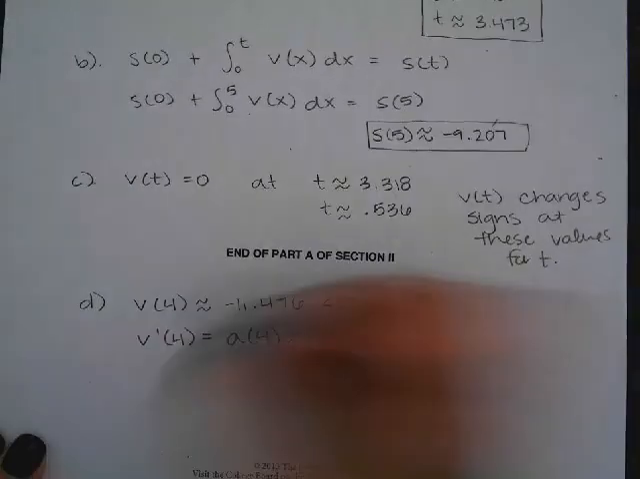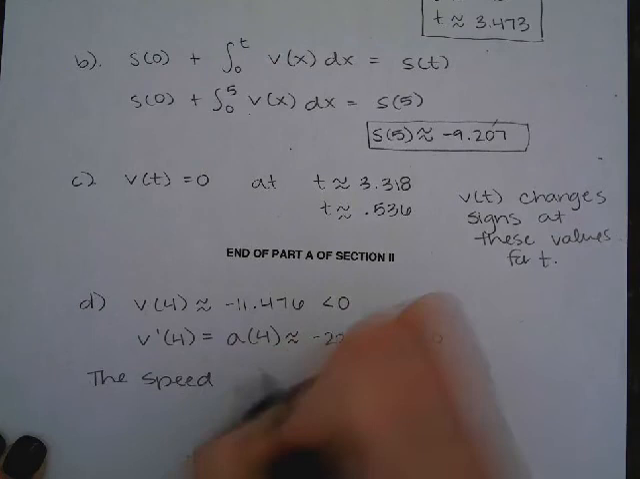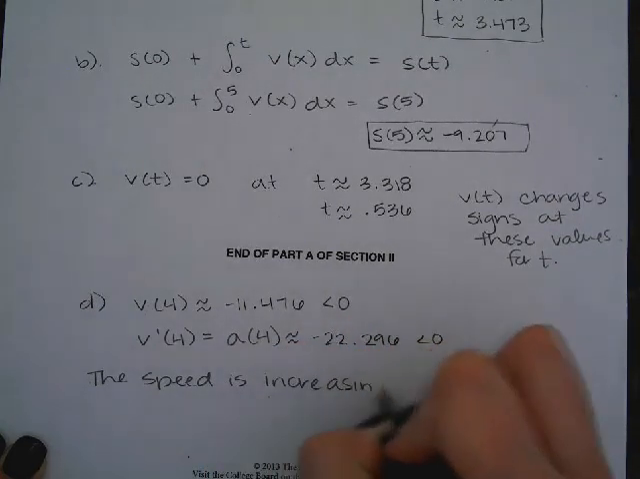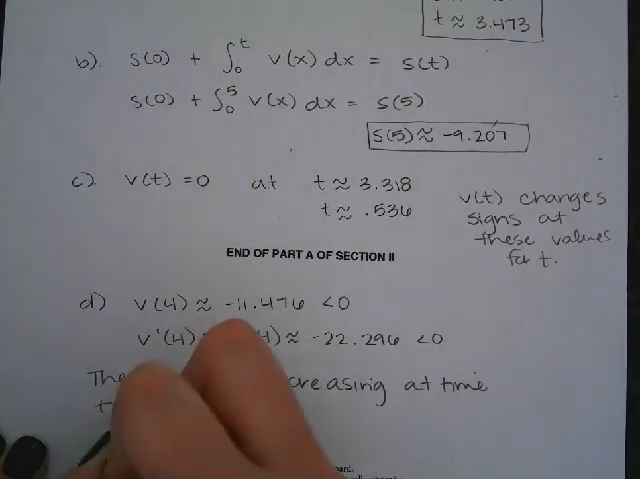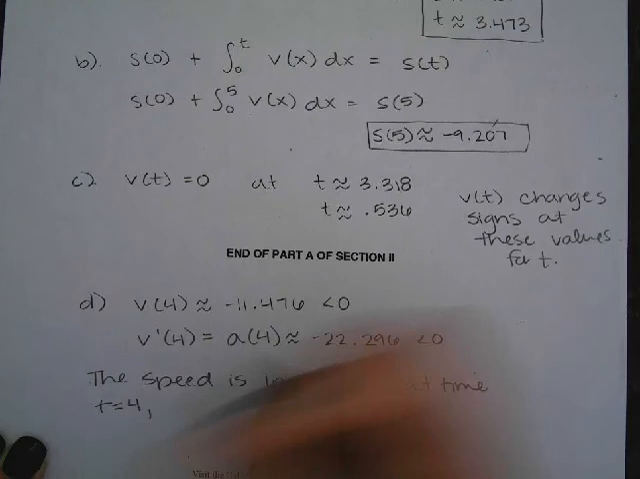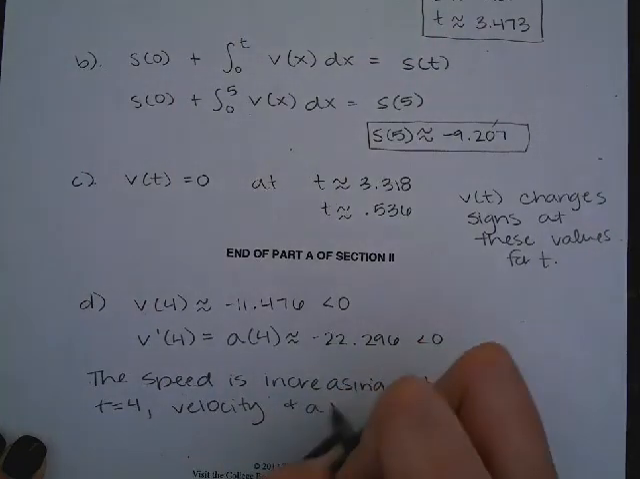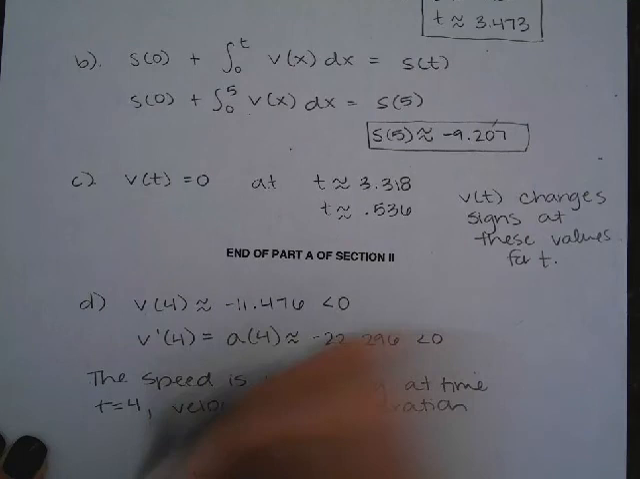And so we're going to say the speed is increasing at time t equals 4. And the reason is because the velocity and acceleration have the same sign.